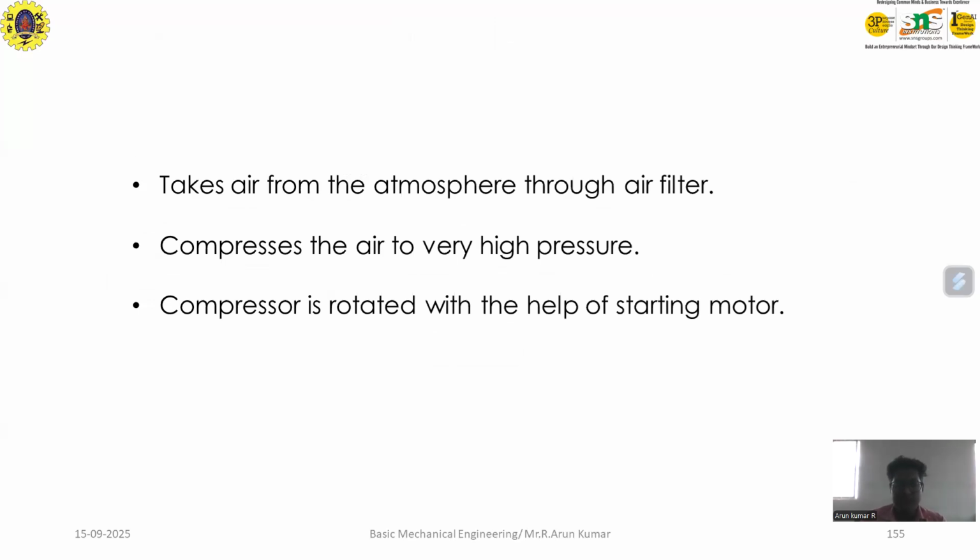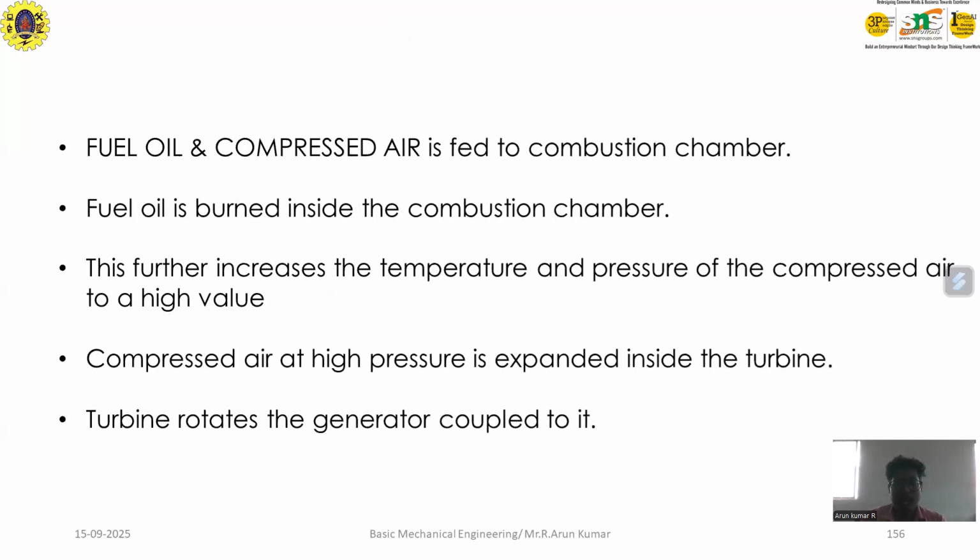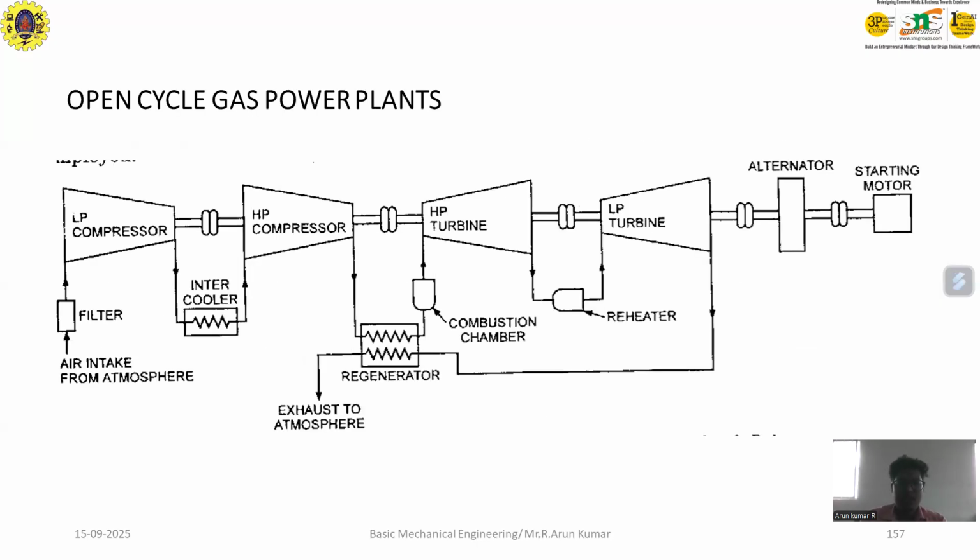Air is taken from the atmosphere through the air filter, and the air is compressed to a very high pressure. The compressor is rotated with the help of the starting motor, and the process continues. The fuel oil and the compressed air are fed into the combustion chamber. The fuel oil is burned inside the combustion chamber, which further increases the temperature and pressure of the compressed air to a high value. The compressed air at high pressure is expanded inside the turbine, and the turbine rotates the generator coupled to it.